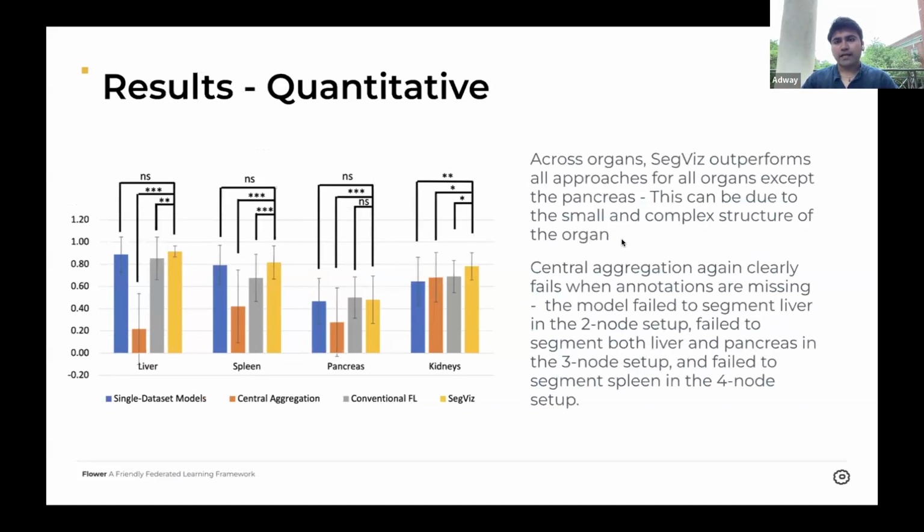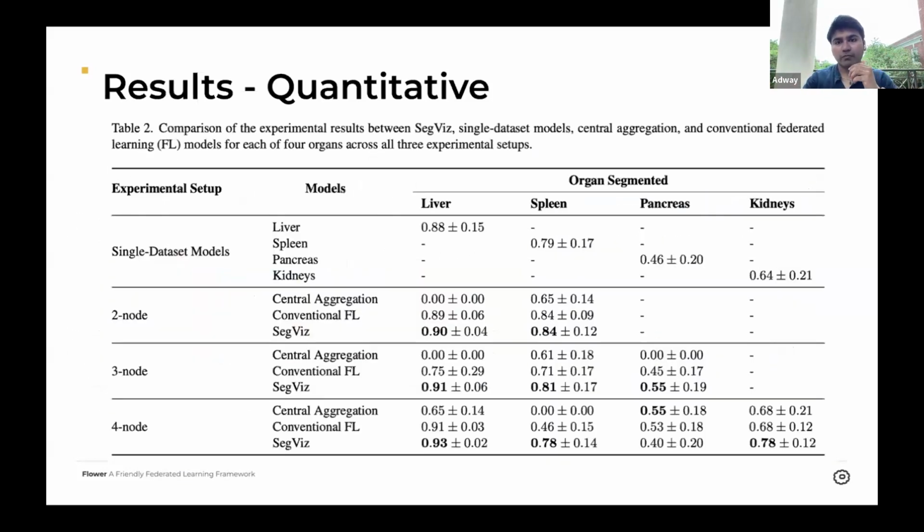So when you look at this at an organ level, again, segues outperforms all of the approaches for all organs except the pancreas. And as you can see, it doesn't perform as well for pancreas, and that probably can be because the structure is just so small in general, and it's a very complex organ when you're segmenting it, that even when you're training the baseline models for this task, you don't really see a high performance.